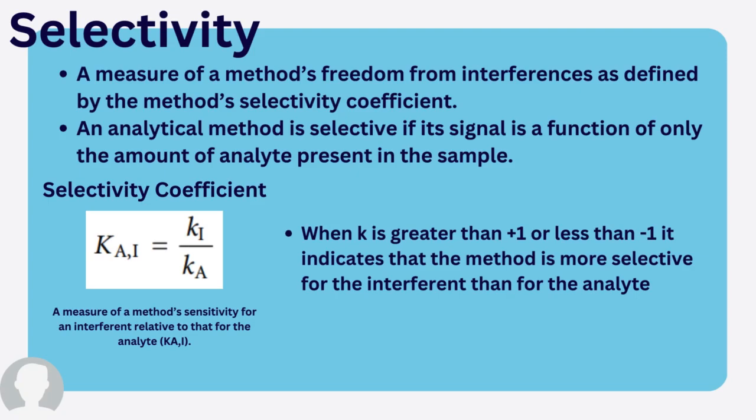Meanwhile, selectivity is a measure of a method's freedom from interferences, as defined by the method's selectivity coefficient. An analytical method is selective if its signal is a function of only the amount of analyte present in the sample. When k is greater than +1 or less than -1, it indicates that the method is more selective for the interferent than for the analyte.